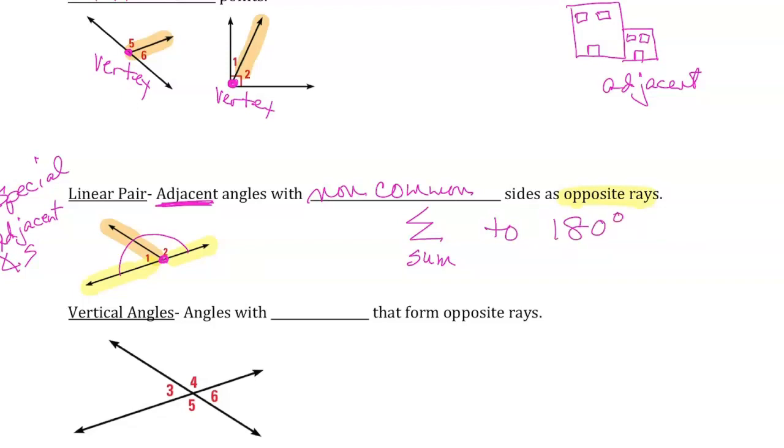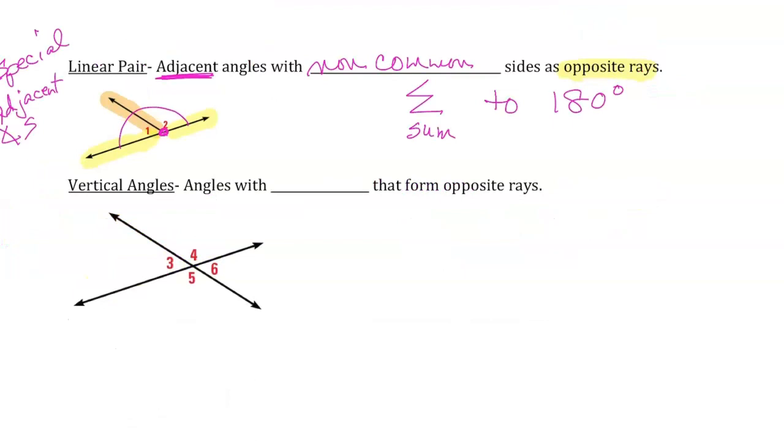Okay, next thing, vertical angles, hugely important. By definition, vertical angles are angles with sides that form opposite rays. So let's think about this. Here is a ray, right here. Okay, this green is a ray. What is its opposite ray? Well, I'm going to go green again to go opposite. That's the green's opposite ray.